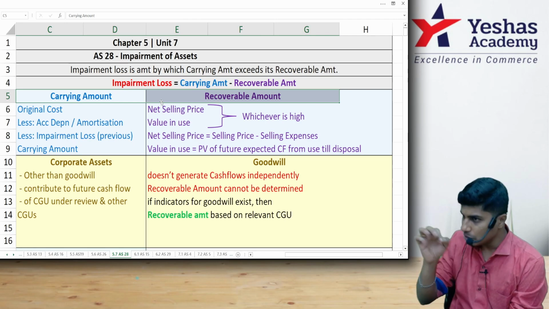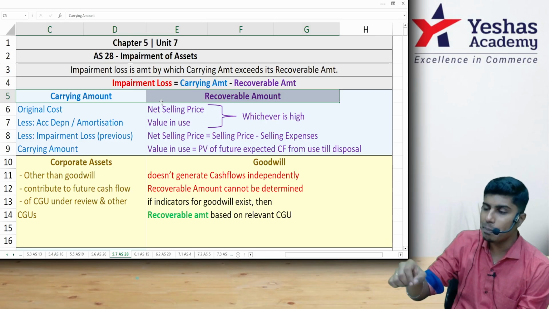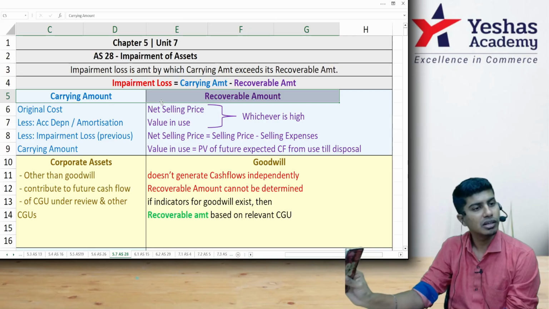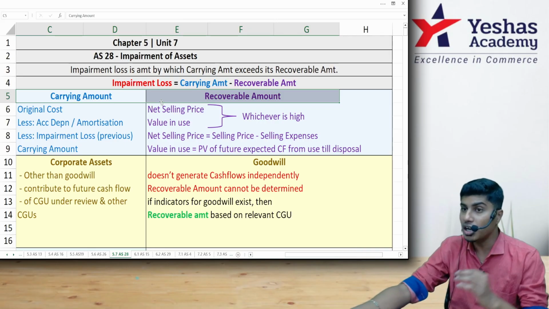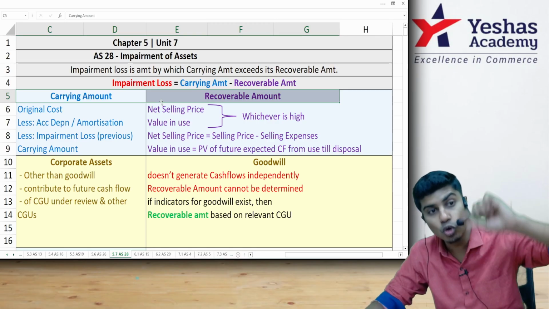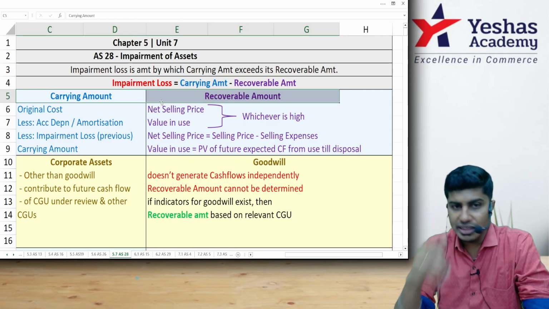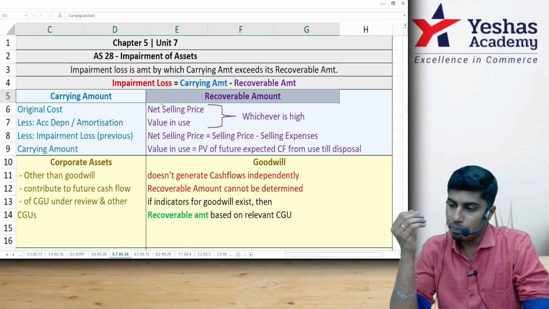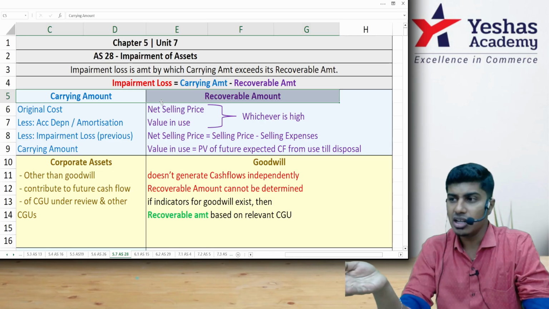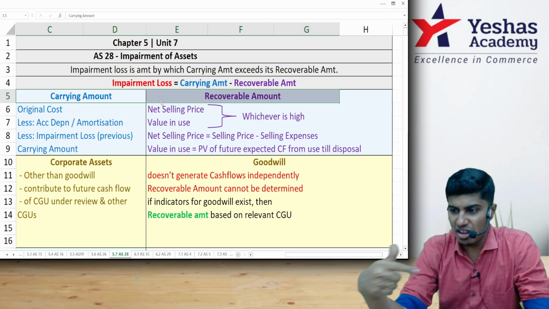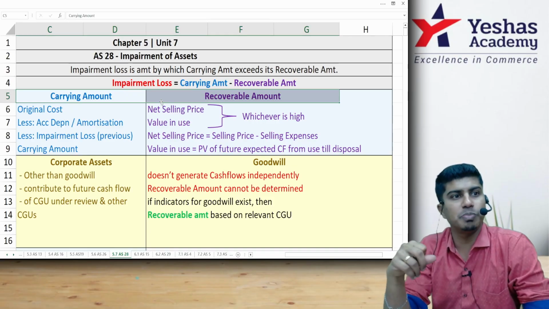Now comes the most interesting part. This impairment loss is not calculated for each individual asset. We will do it for one smallest identifiable group of assets. I'll give you a better example. In this classroom, the benches are saying that they pay 10,000 rupees to sit on me for 1 month. So my value in use is 10,000 rupees per month.